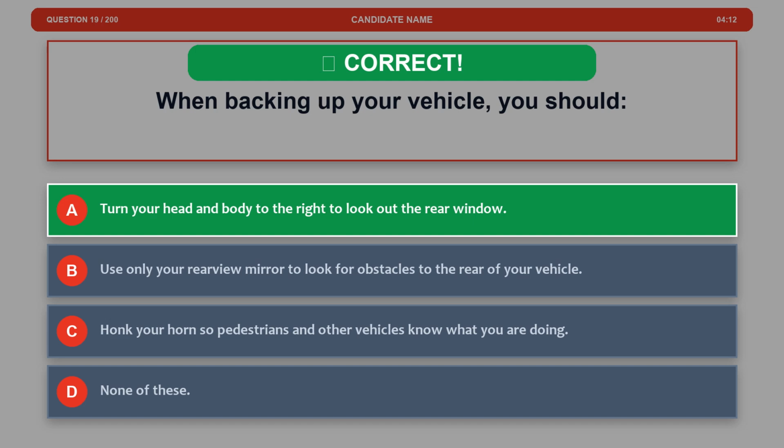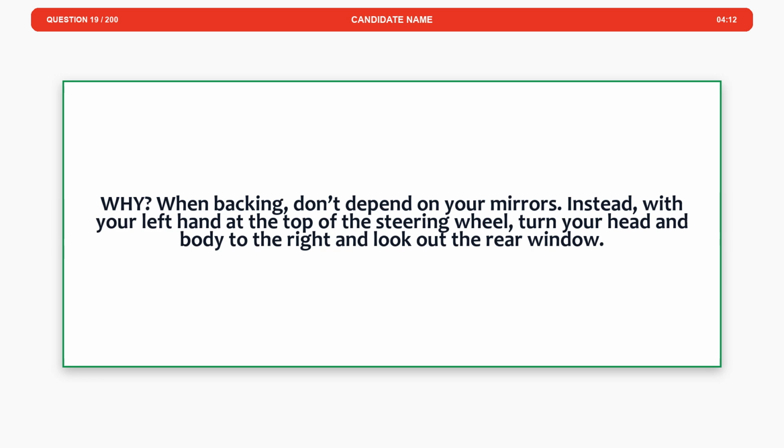The correct answer is option A. Turn your head and body to the right to look out the rear window. Explanation. When backing, don't depend on your mirrors. Instead, with your left hand at the top of the steering wheel, turn your head and body to the right and look out the rear window.